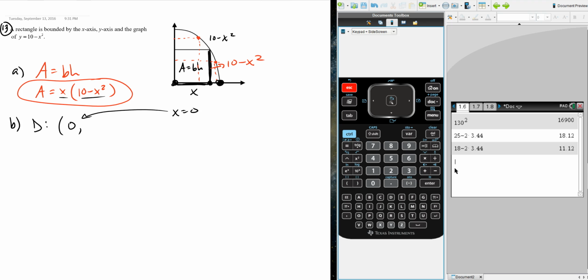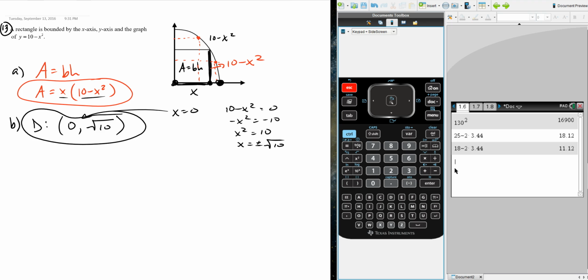And the other one is 10 minus x squared equals 0. So negative x squared is equal to negative 10. x squared is equal to 10. So x is equal to plus or minus radical 10. We don't want the negative value. So my domain goes from 0 until the positive square root of 10. So that's my domain. We can verify that with the calculator if we need to.